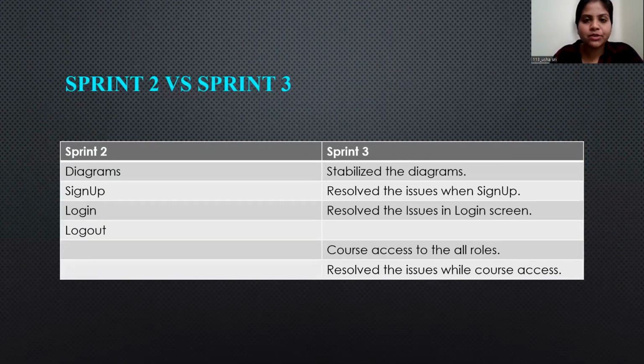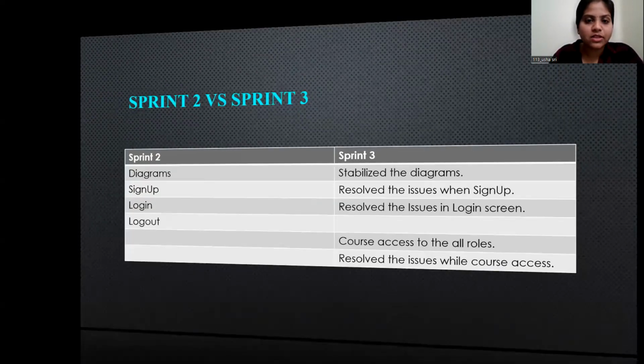The difference between sprint 2 and sprint 3 is that we have stabilized the diagrams, such as the user interface diagram, application modeling diagram, and the architecture diagrams. We have also resolved a few issues that we faced in the sign up, login, and logout screens. In this sprint, we also developed a new feature, course access for all the roles: admin, student, and professor. And we have resolved the issues that we got in the course access screens.